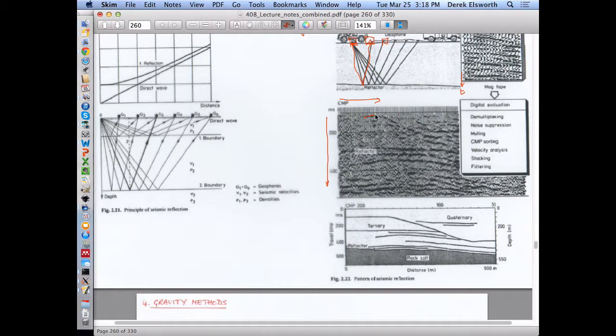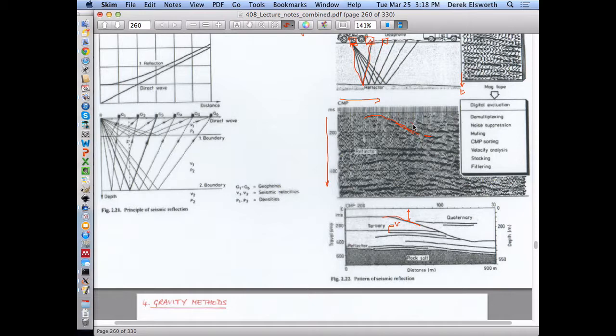And these individual first arrivals would be indicators of different interfaces that have different acoustic impedances. So it'd have a different product of velocity and density, which would be the reason why you get a signal reflecting from it. But the travel time between the surface and the feature, or the two-way travel time between the surface and the feature, would be what would turn up in this.